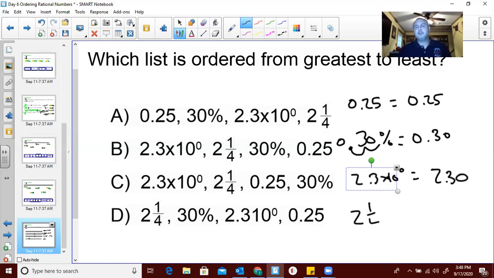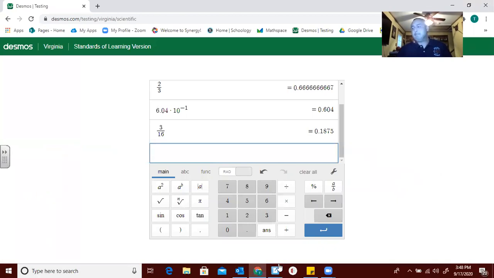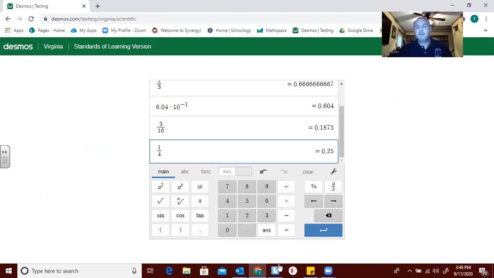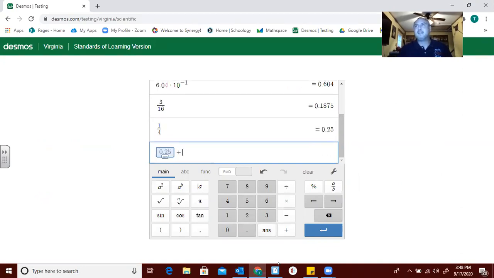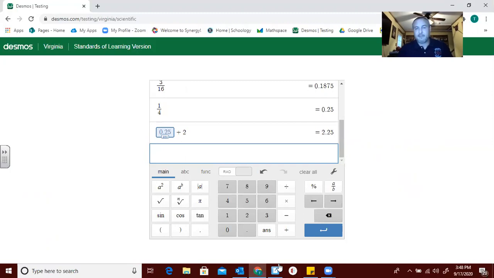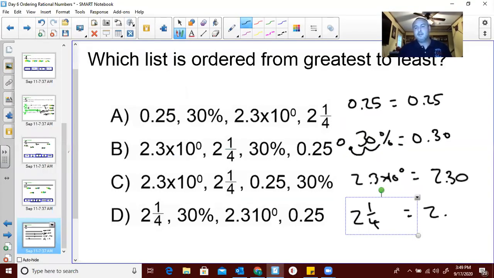And I have 2 1/4. This is a mixed fraction. I haven't found a friendly way to do this on Desmos. My TI-84 does a great job of this. But if I go 1/4, right, I get 0.25. I click this answer, and then I add the whole number that was attached to that fraction. Whatever whole number was in front of it gets added to that decimal that we got from the fraction. So that becomes 2.25.